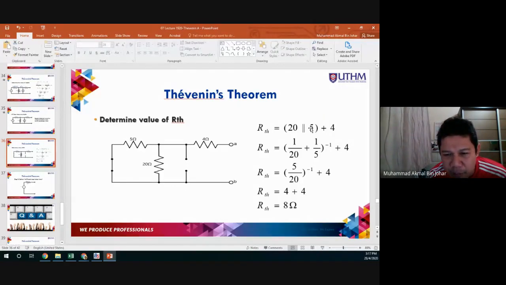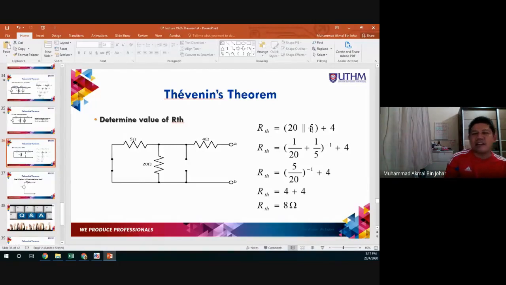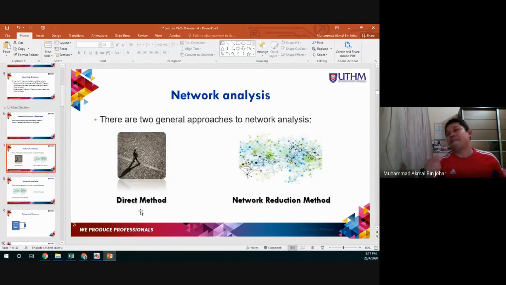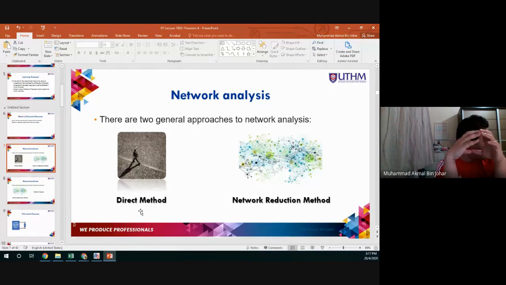Apa beza superposition dengan Thevenin? Superposition satu teknik yang tergolong dalam direct method. Dia tergolong dalam direct method sebab dalam dia tidak ada perubahan litar, cuma dia kira satu-satu dia punya efek. Okey. Superposition katalah ada dua tadi kan, ada current source, ada voltage source. Mula-mula awak kira efek litar itu terhadap voltage source tersebut. And then you kira litar itu terhadap current source ataupun voltage source yang kedua. Kemudian you gabungkan. Itu superposition.